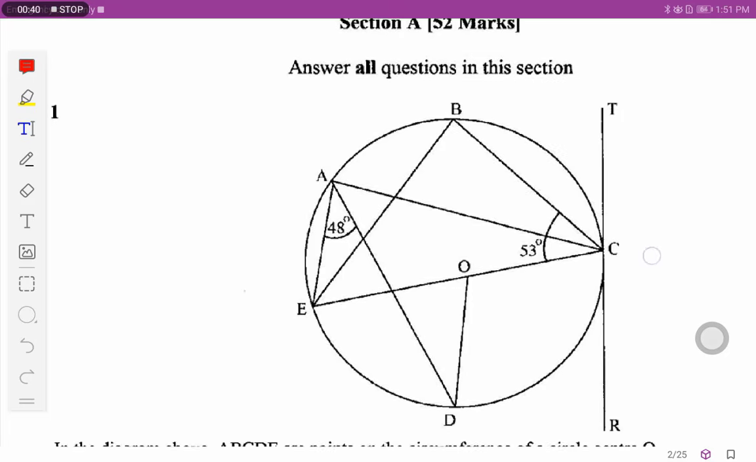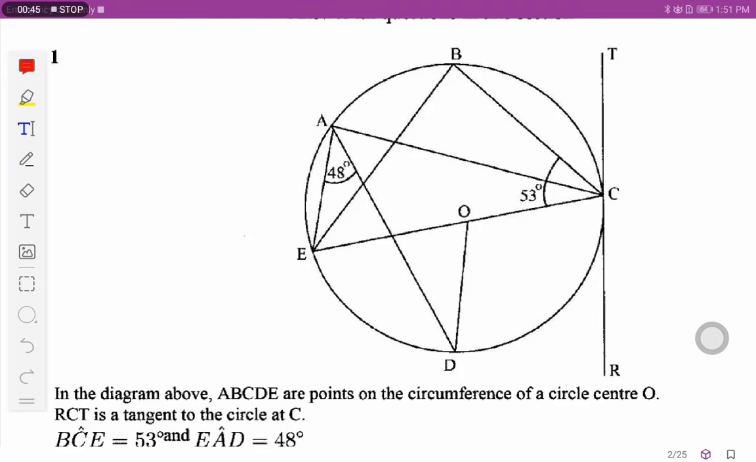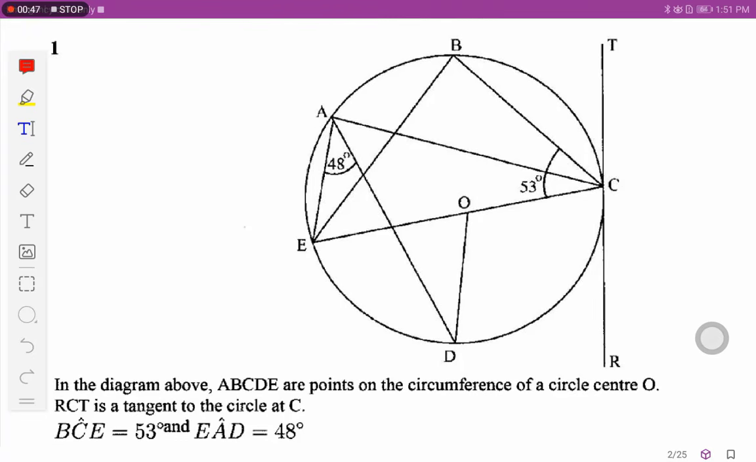So when we have a circle geometry like this, my first advice is to first of all try to find all the angles that you can before answering any question. In our case, we are given a diameter passing through a center O. So when we have a diameter like that, it means the angle at point B is 90 degrees.